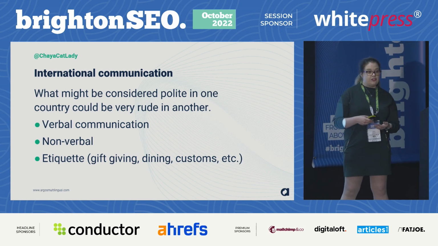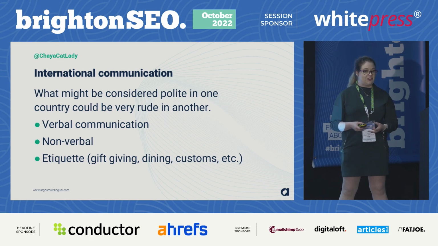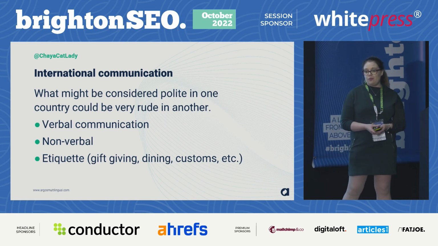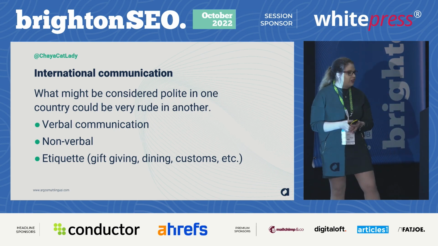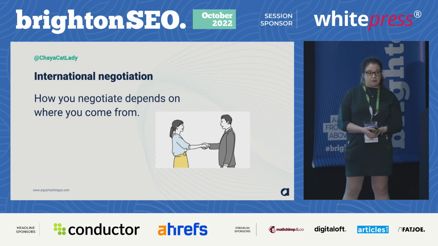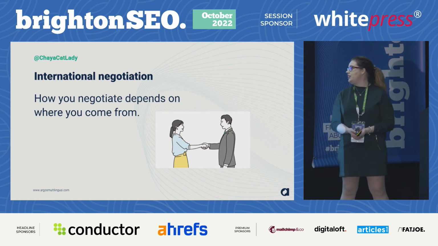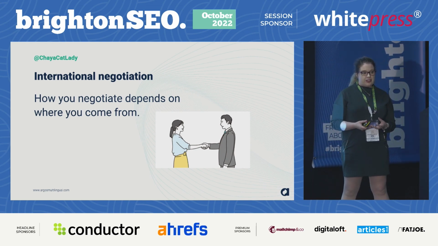To give you an example, if you took a business card from a Japanese person and wrote notes on it, that would be sacrilege to a Japanese person. Don't do it. Whereas in the UK, writing notes on a business card is absolutely fine to help you remember what happened at a conference. And it's the same with international negotiation as well. How you negotiate depends on where you come from.